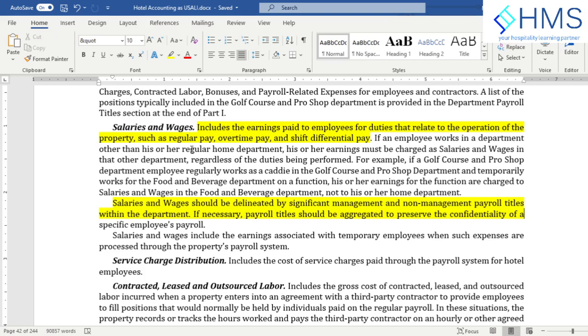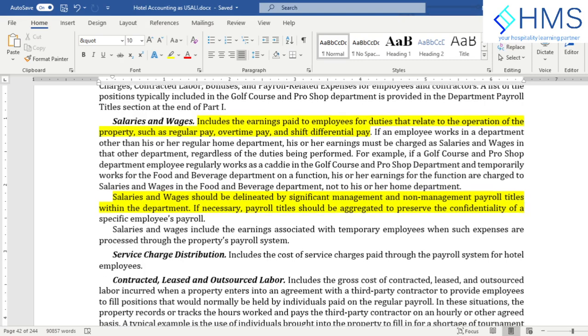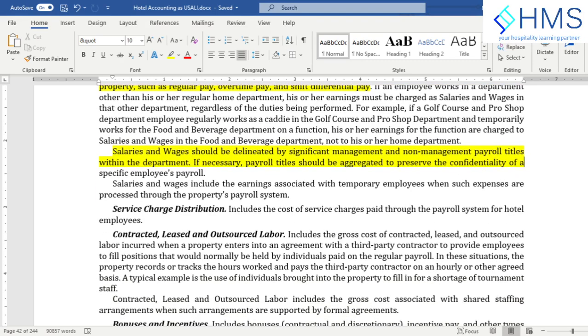Then those employees will not be considered as salary and wages but would fall under contracted, leased and outsourced labor. So contracted, leased and outsourced labor usually would be third party contractors who are providing the people to fulfill the positions. In this case, the persons are not fixed, only the positions are fixed, so the contractor has the liberty to change the people. You may be paying them per hour, per day, per week, or for a month. And normally the contractor is responsible for the performance of the employee. So if there is any issue in the performance of these people, normally the contractor is responsible for them.